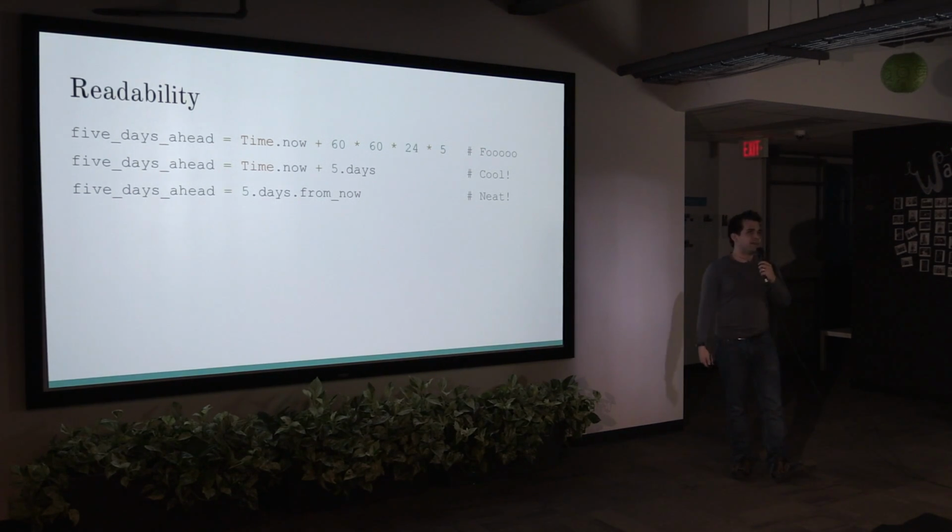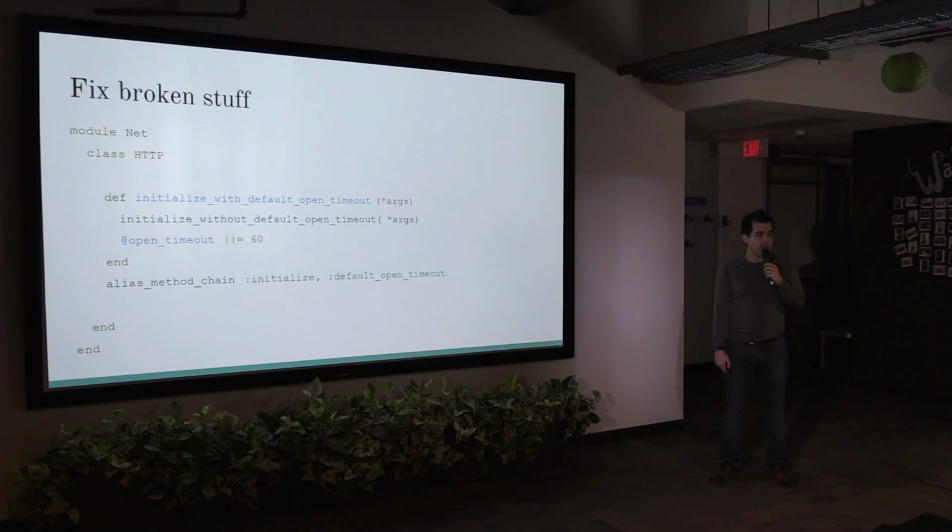But if I see 5 days from now and that code's been tested, I know this is 5 days from now. So it adds a lot of readability and helps with one of Ruby's biggest strengths, which is developer velocity. Ruby kind of sucks a little bit on the performance side compared to languages like C, but we can read it, we can move fast, and that's one of the big advantages of Rails in the startup world. It also lets us reopen classes to fix some broken things.